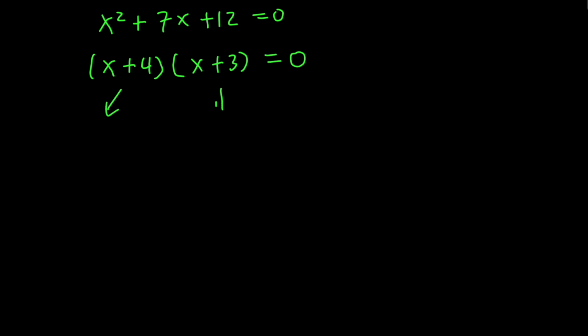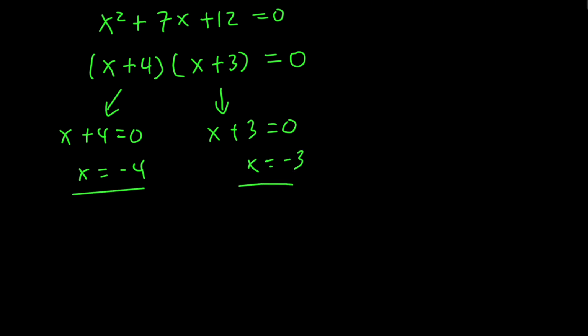And once again, after I factor, I'm going to set each multiple equal to 0, and I'm going to solve for x. So for our answers here, we're going to have x equals negative 4 and x equals negative 3.